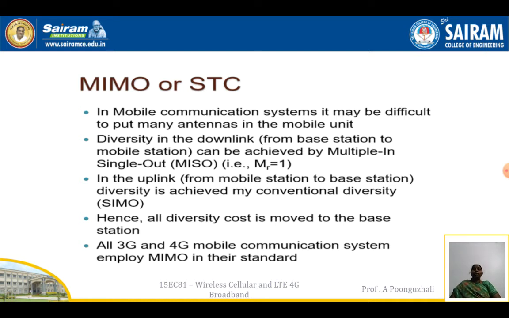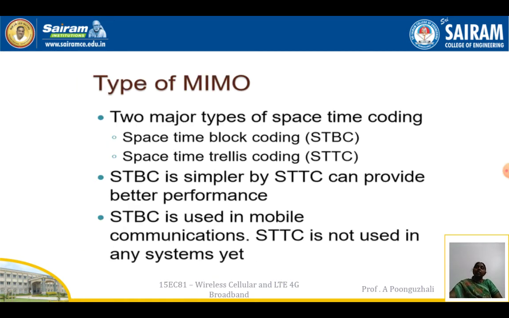Next, in the uplink from the mobile station to the base station, the diversity is going to be achieved by conventional diversity, that is single input, multiple output. So here all the diversity cost is going to be moved to the base station. When I'm going to use my 3G and 4G mobile communication systems, they are going to employ the MIMO concept in the standard.